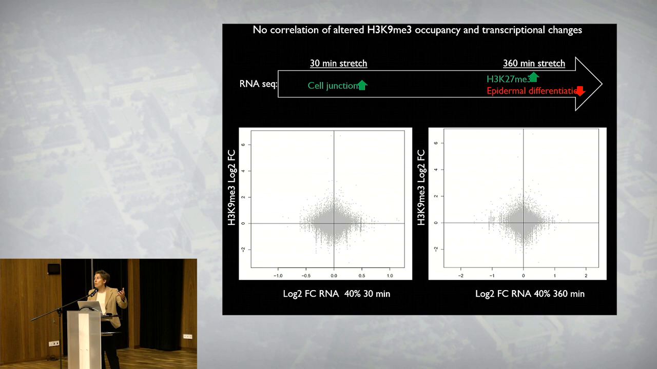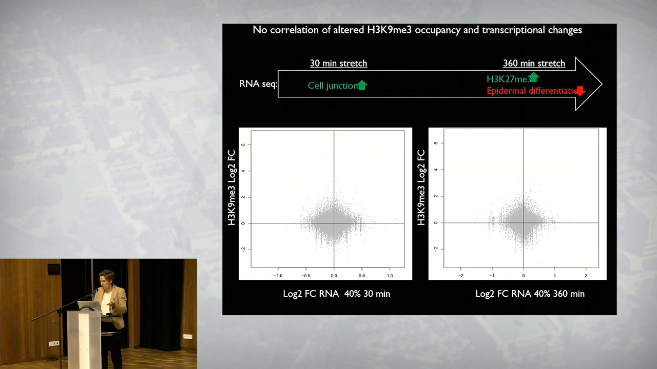And later on, we start seeing downregulation again of the epidermal differentiation genes, as well as upregulation of the K27 components itself. However, if we now cross-correlate the changes in the K9 trimethyl mark and the RNA changes, we see very little to no correlation. So this suggested to us that the decrease in K9, in contrast to the K27 changes, did not seem to have a major impact on mRNA transcription.